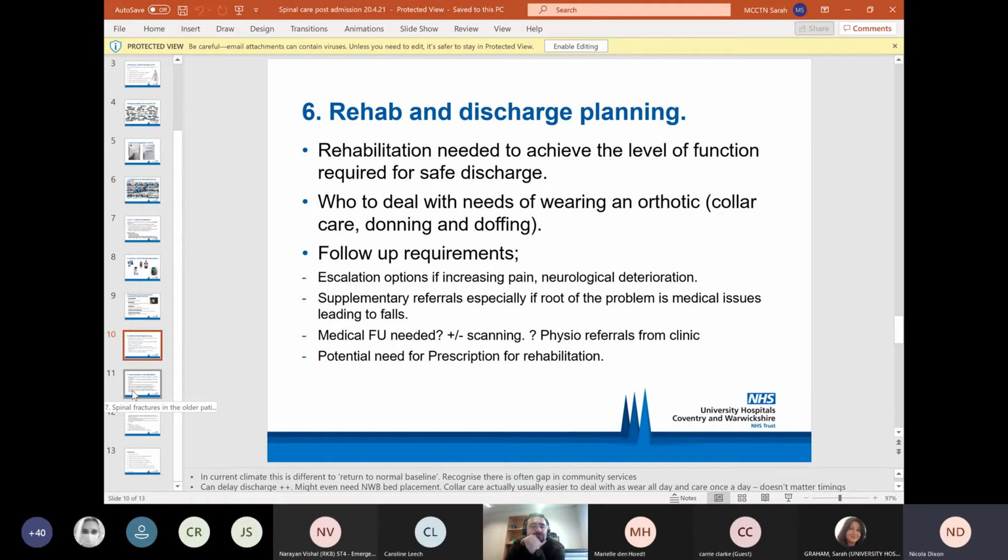Also, with a lot of the spinal patients, the spinal fractures, the elderly, there might need to be additional referrals on, because actually the root of the problem is medical issues leading to falls, and we need to be addressing those. They need to be recognised as something that needs addressing, so referrals to your local care of the elderly team or medical teams, and then who's going to follow them up.